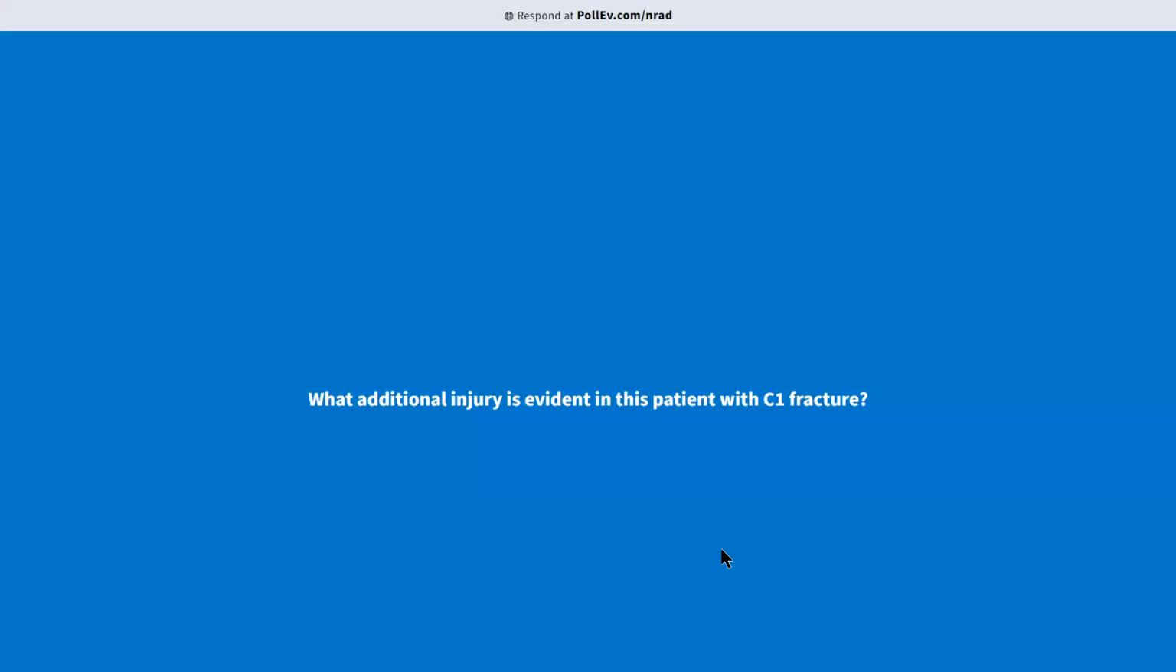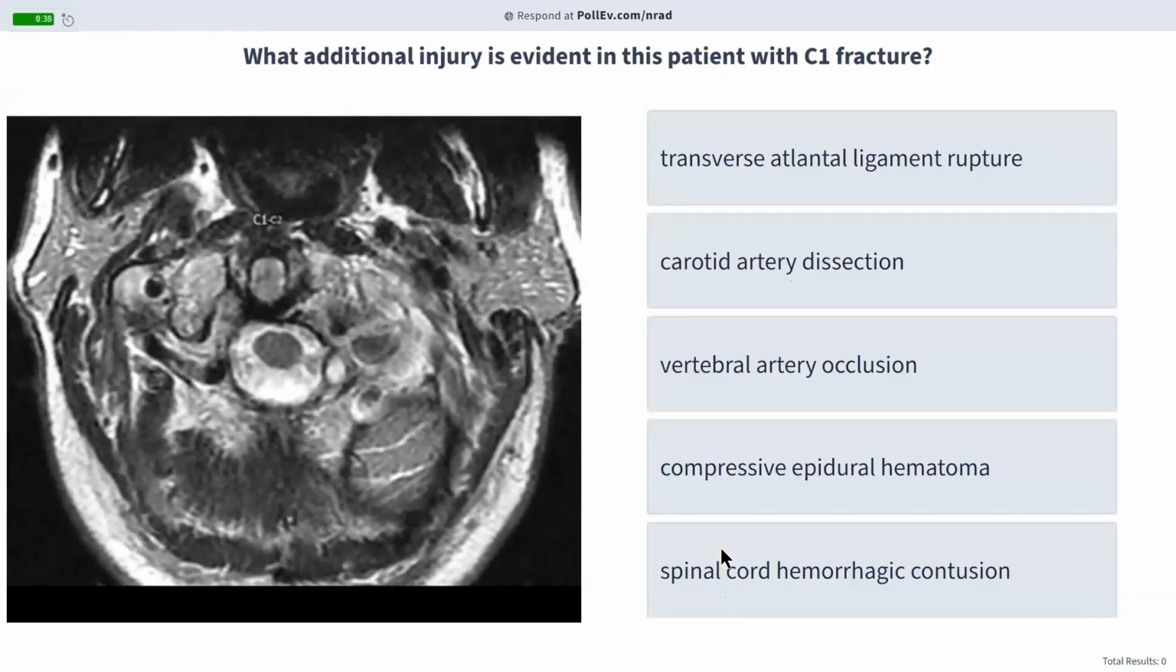Next question is, what additional injury is evident in this patient with C1 fracture? This is an axial T2 weighted image.